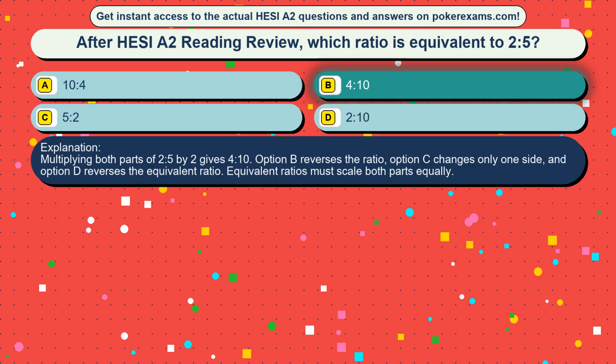Multiplying both parts of 2:5 by 2 gives 4:10. Option A reverses the ratio, option C changes only one side, and option D reverses the equivalent ratio. Equivalent ratios must scale both parts equally.